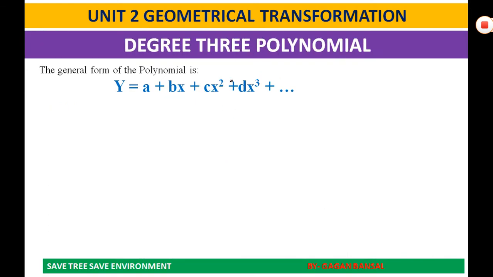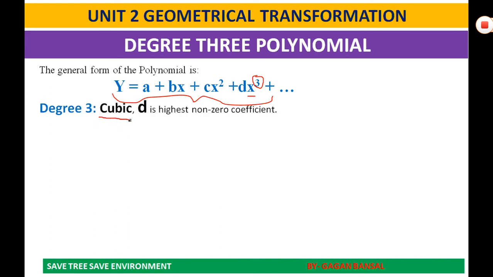And last is our degree 3 polynomial. In this lecture we will be restricting ourselves to polynomials up to degree 3. Here the independent variable x has the highest power 3, so it becomes a 3 degree polynomial. Degree 3 are the cubic polynomials. So d is the highest non-zero coefficient, and if d is the highest non-zero coefficient, it becomes a degree 3 polynomial, also known as cubic polynomial curves.